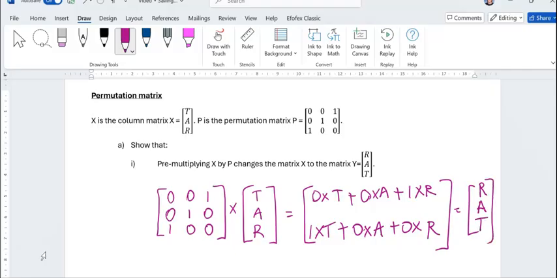So you can see how just doing that by hand shows you how you manage to rearrange the letters TAR into the letters RAT. It's sort of as simple as that.